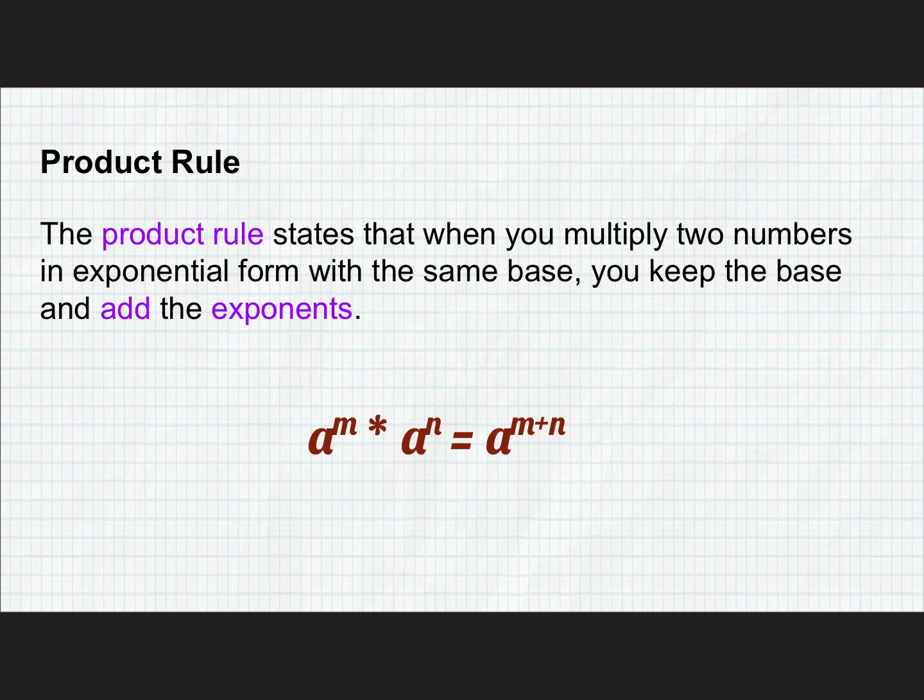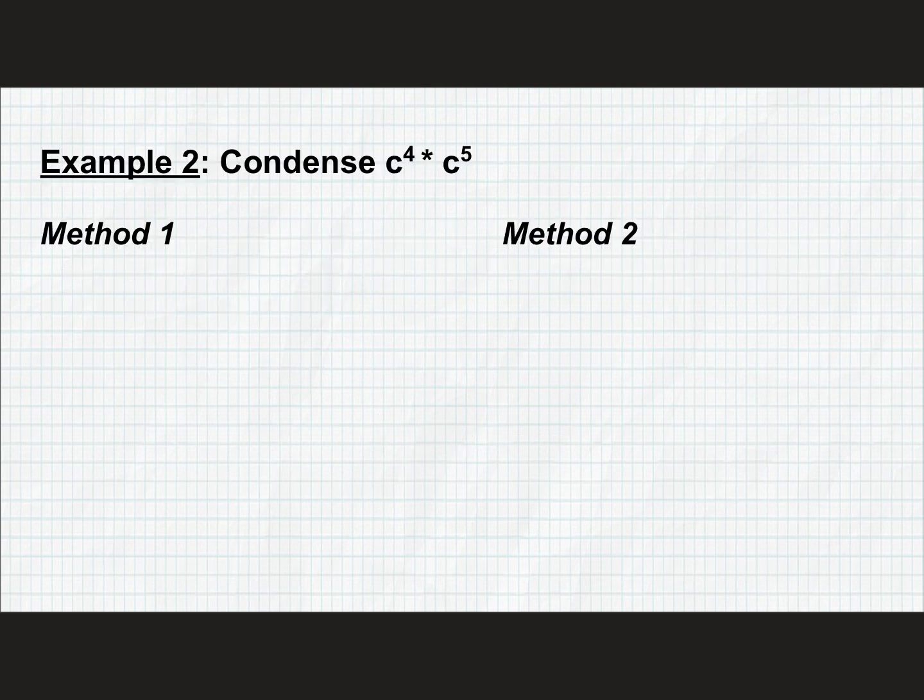Next, we will have a look at the product rule. The product rule states that when you multiply two numbers in exponential form with the same base, you will keep the base and add the exponents. So a to the m times a to the n equals a to the m plus n. Just like 10 to the second times 10 to the third gave us 10 to the 2 plus 3, or 10 to the fifth. Now let's try condensing c to the fourth times c to the fifth using both methods.